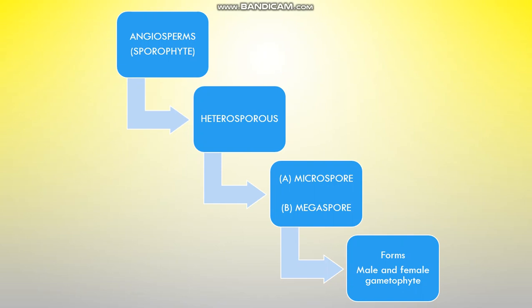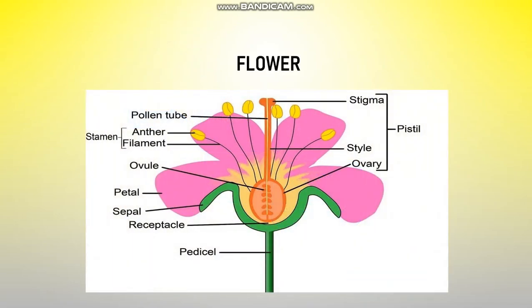The larger spore is called megaspore and the smaller one microspore, which later on form the male and female gametophyte, which produces male and female gamete for sexual reproduction. In angiosperms, flower is the site of sexual reproduction.